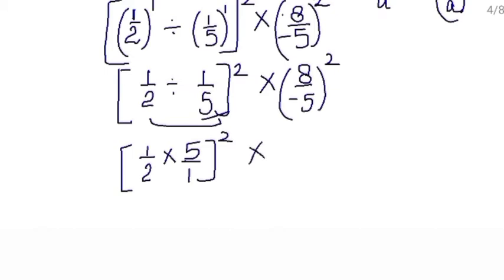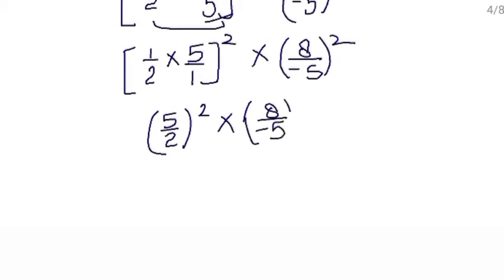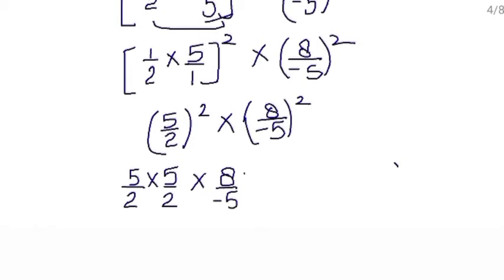Power is 2 multiplied by 8 upon minus 5 raised to the power 2. 5 ones are 5 upon 2 ones are 2 raised to the power 2 multiply by 8 upon minus 5 raised to the power 2. Open the brackets. 5 upon 2 raised to the power 2 means 5 upon 2 will be multiplied by itself 2 times. 8 upon minus 5 raised to the power 2 means 8 upon minus 5 will be multiplied by itself 2 times.